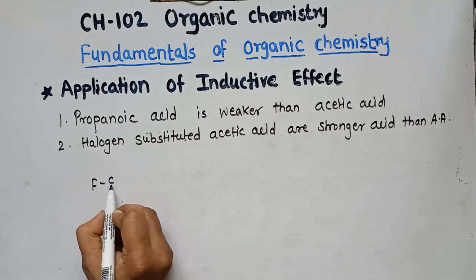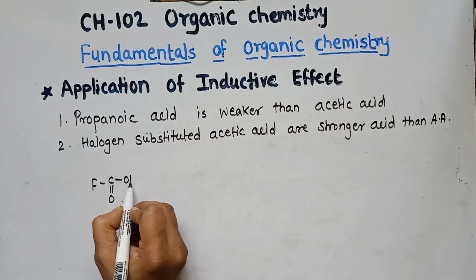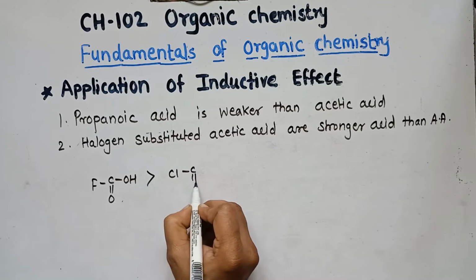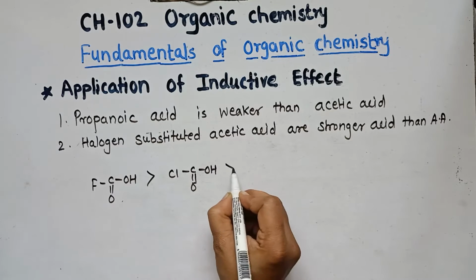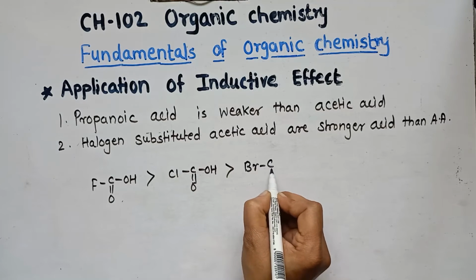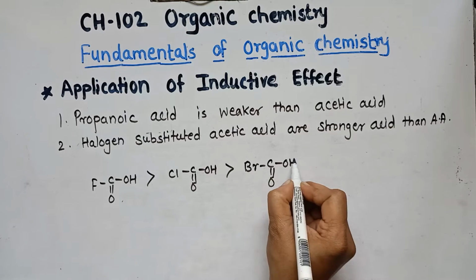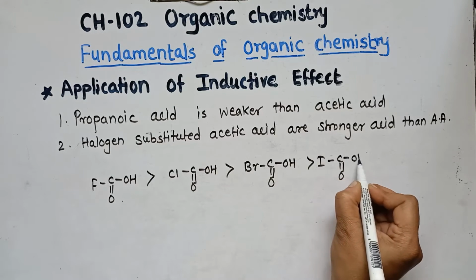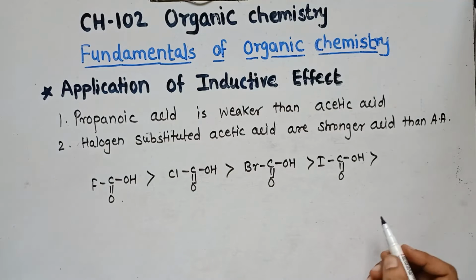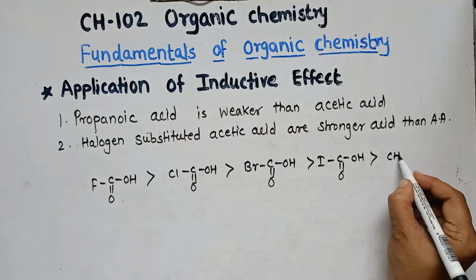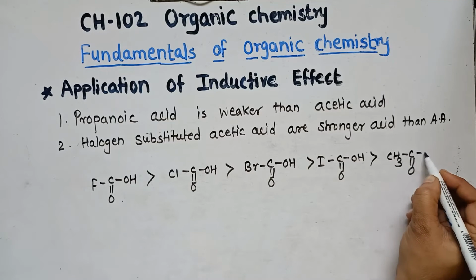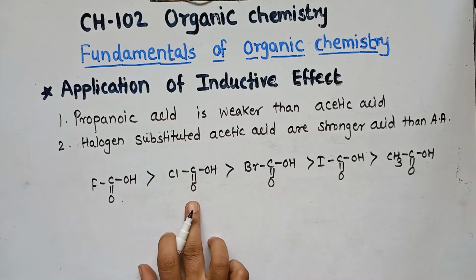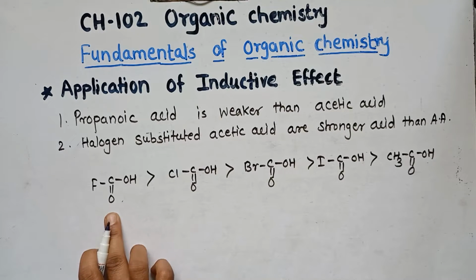For that we consider this is fluoroacetic acid. Then chloroacetic acid. Then bromoacetic acid. Iodoacetic acid. I am not going to write the names, you have to write in your notebook. And this last one is acetic acid. So acetic acid, iodoacetic acid, bromoacetic acid, chloroacetic acid and fluoroacetic acid.